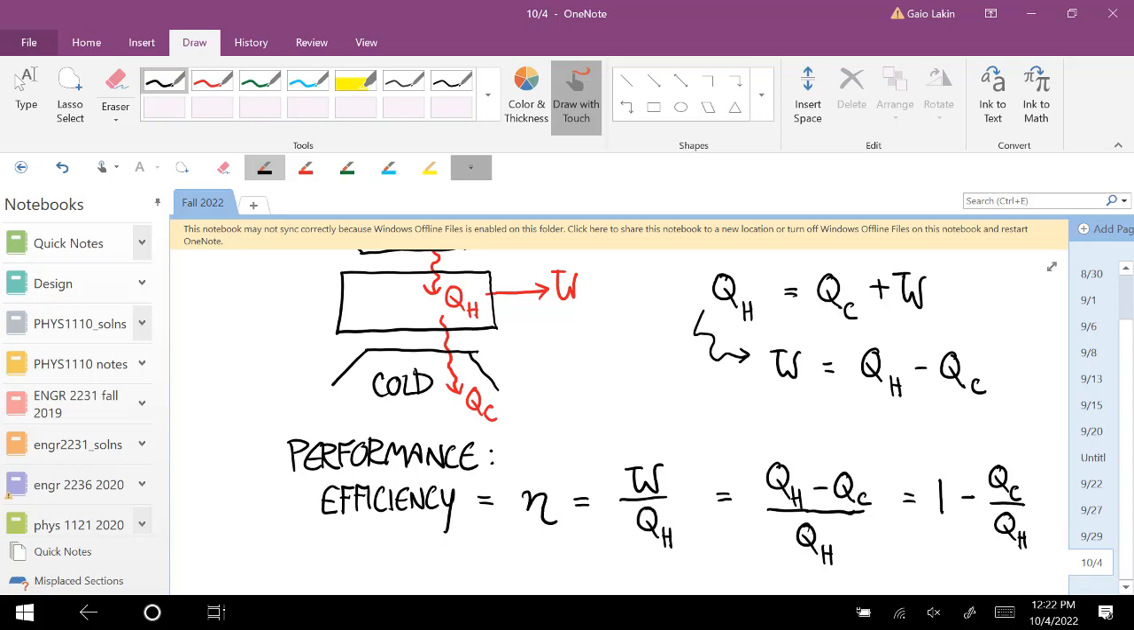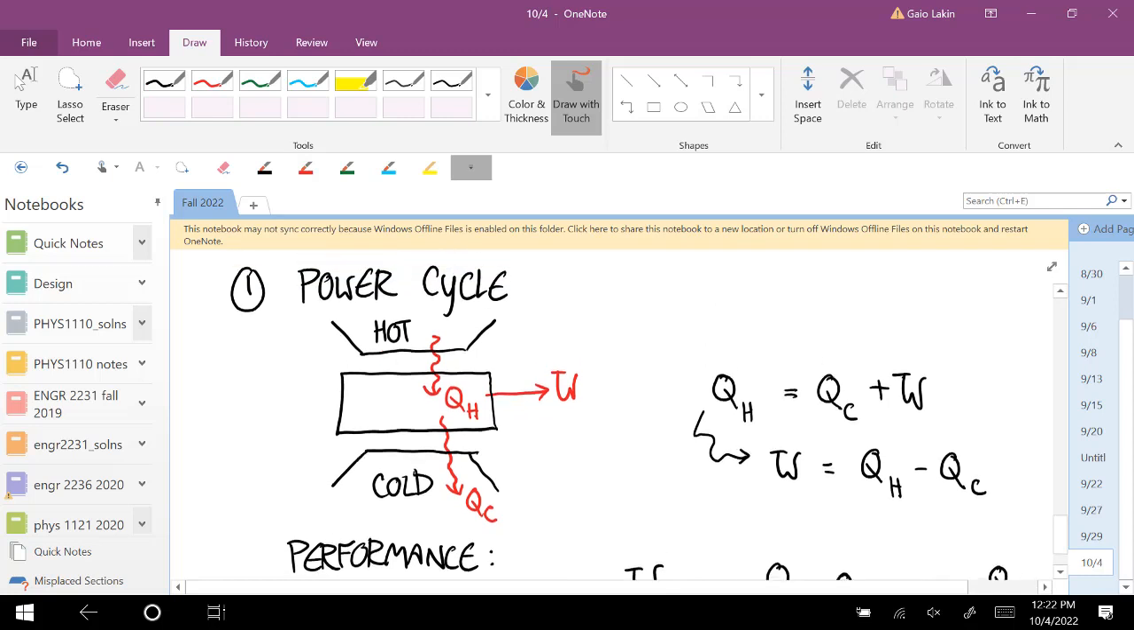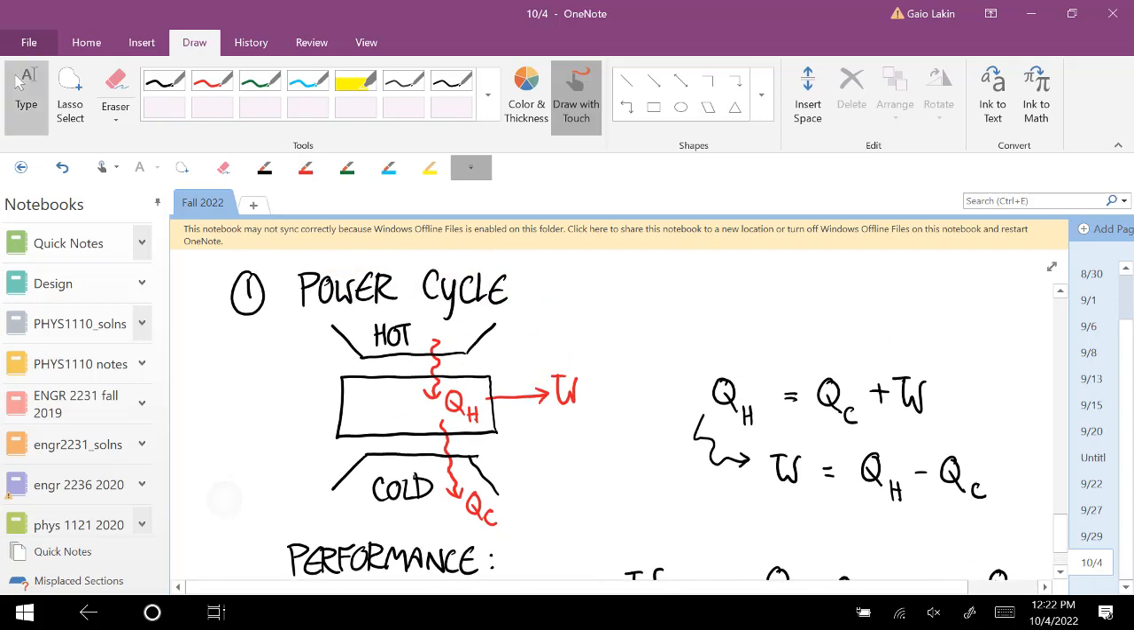You can already see that there's starting to be some limit, that the efficiency is going to be limited. The fact that QC has to be non-zero means that you can't have a perfect efficiency for this power cycle. All right, any questions about that power cycle?